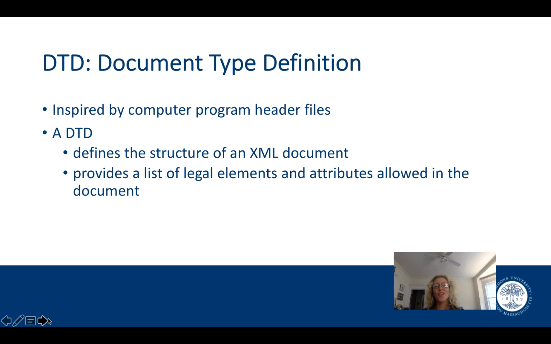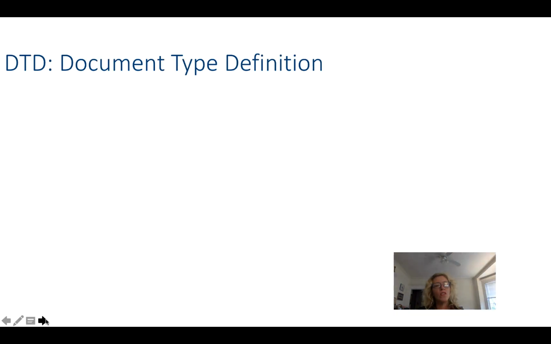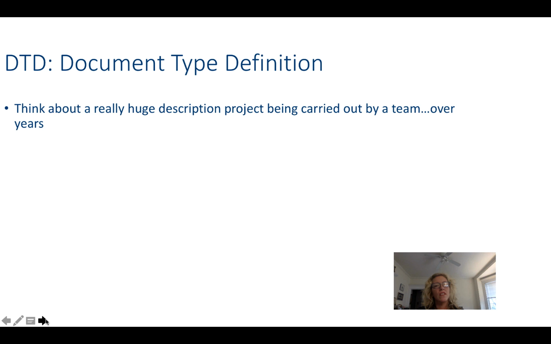DTD stands for Document Type Definition. It's inspired by the computer program header files and basically just defines the structure of an XML document. It provides a list of legal elements and attributes that are allowed in the document. As you know, we have rules and standards for pretty much everything that we've been covering. So this is just what the DTD does.